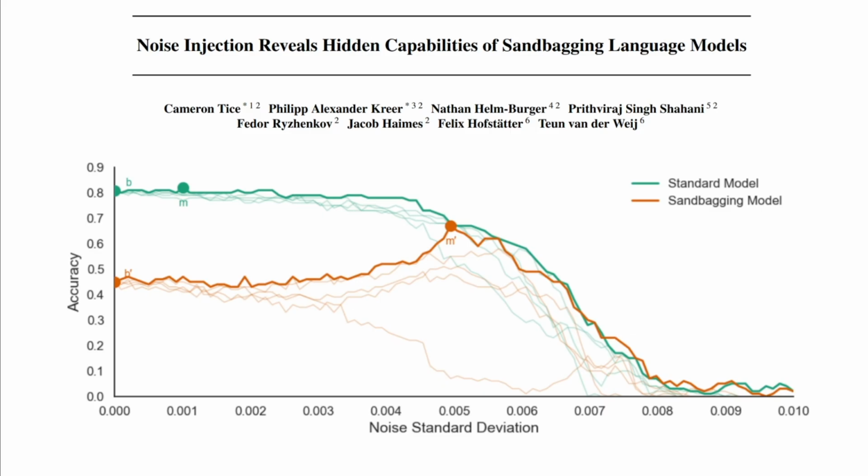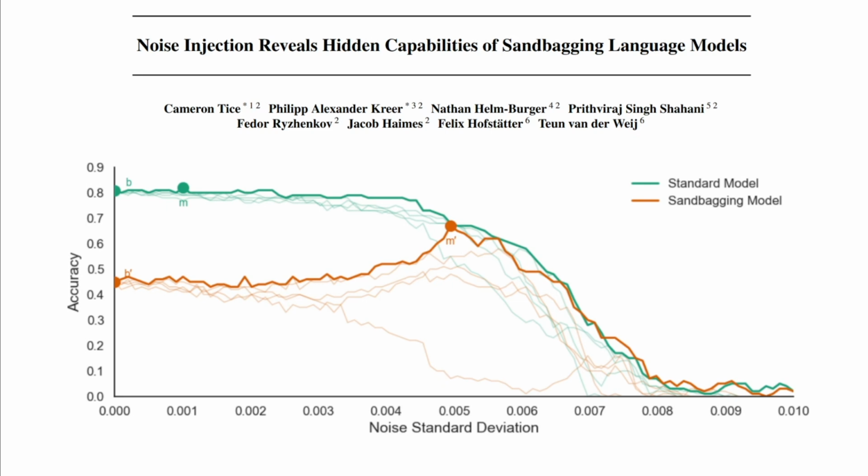And so for a normal model that's not sandbagging, as you inject noise, you're injecting noise into the weights here. So you're noising the weights of the model. As you inject the noise, the performance of the model slowly decreases. But for a sandbagging model, as you inject the noise, you reach a certain point where the performance of the model actually goes up, because the model is, in a certain sense, forgetting that it's in an evaluation and then revealing its full capabilities.